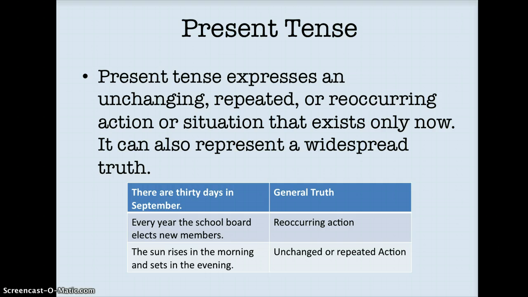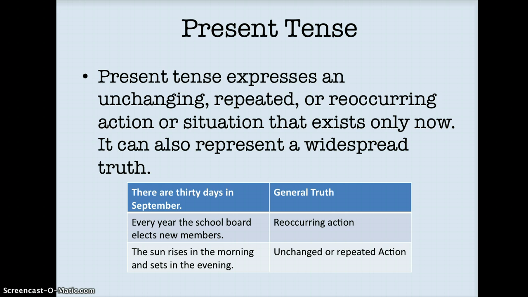Our first one is that there are 30 days in September. This is a general truth, something that everybody knows and knows to be true. It doesn't change. There are always 30 days in September. There will always be 30 days in September. A reoccurring action: every year the school board elects new members. It's just something that happens every year.